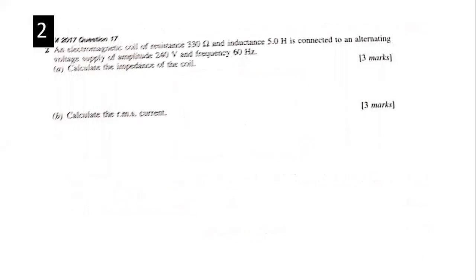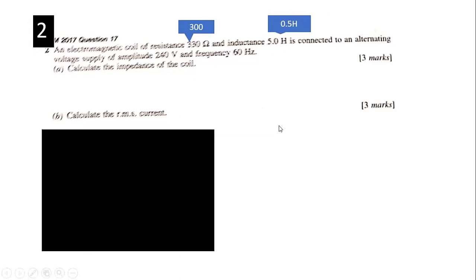Okay, number 2. An electromagnetic coil of resistance 330 ohm and inductance 5 henry is connected to an alternating voltage source of amplitude, which means maximum value, 240 volt, frequency 60 Hz. Calculate the impedance. Your book makes a mistake here. The answer depends on what value you use. These two values are different. The book uses these two values, so my answer is going to be different from the book's answer.